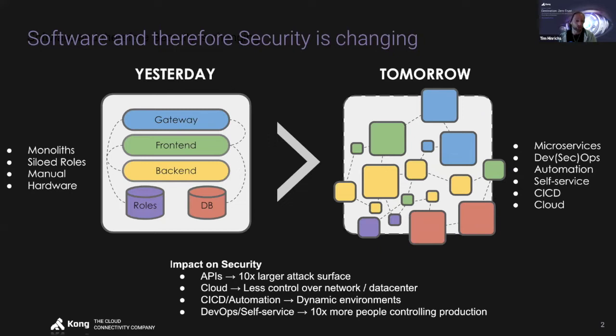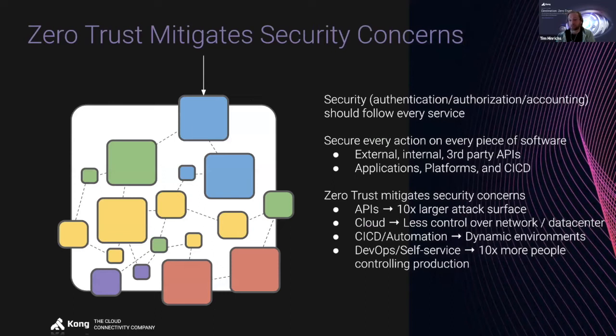secure those applications. And then if you think about DevOps and self-service, the observation there is that we've just got more people who are responsible for operating a production environment than we did in the past, right? When we had a dedicated dev team and a dedicated operations team. And so zero trust, in some sense, is a great way of mitigating a lot of these security concerns for these new cloud-native approaches to software design, implementation, and operations.